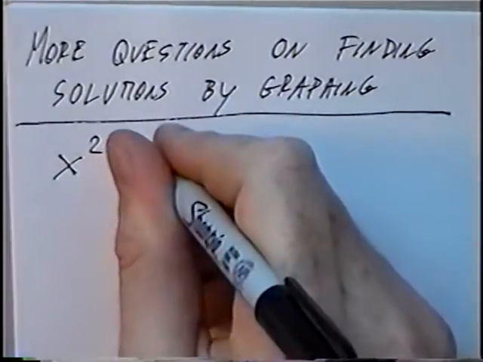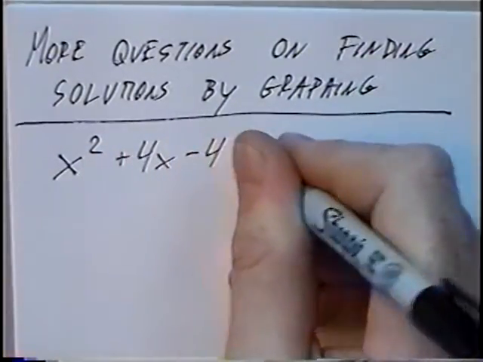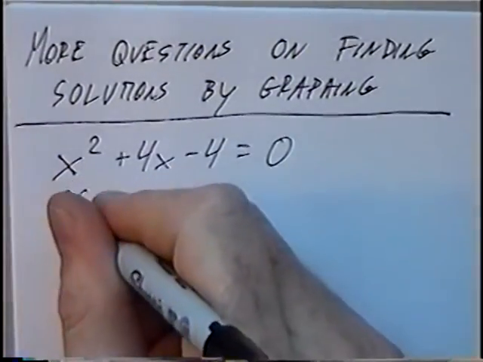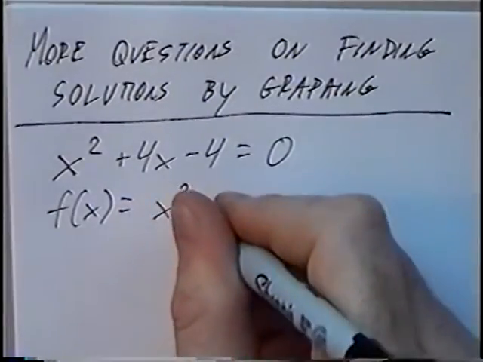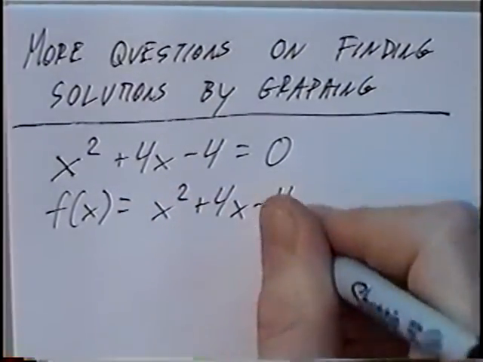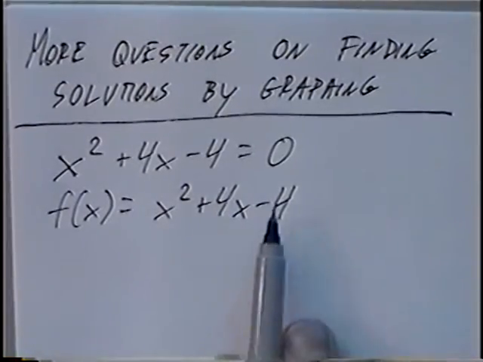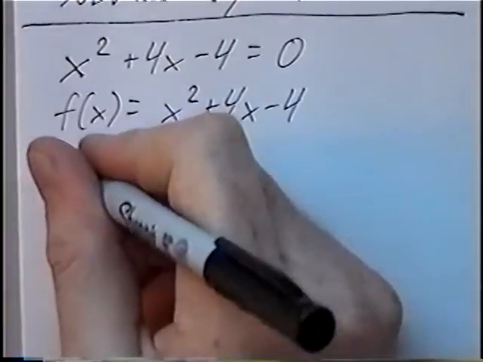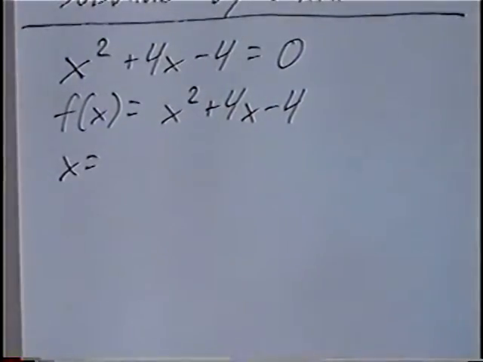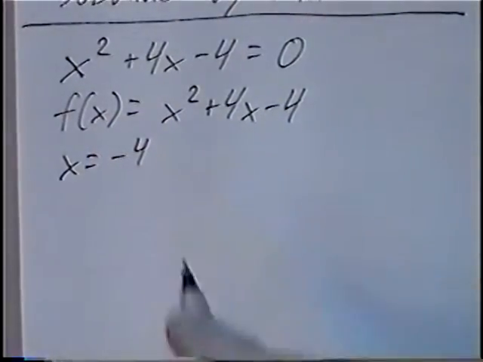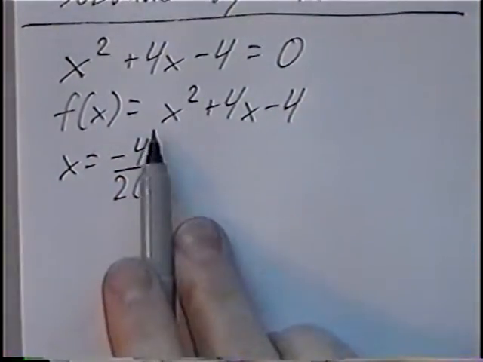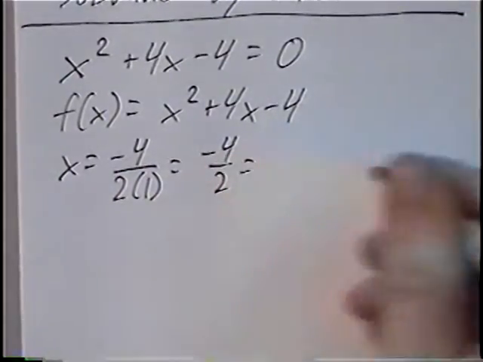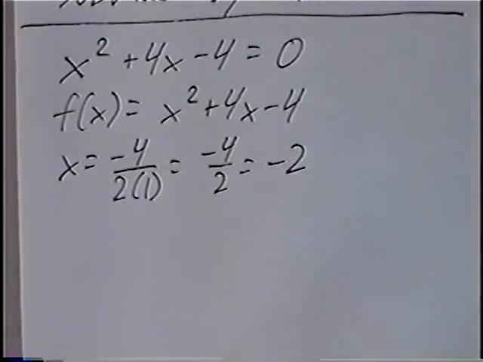X squared plus 4x minus 4 equals 0. Again, we can change this to an equation. f of x equals x squared plus 4x minus 4. If we find out where this equation equals 0, we'll have the answer to the original equation. Solving for the vertex, x equals -b, which would be -4, divided by 2 times a, or 2 times 1. We'll have -4 over 2, which will give us an x value of -2.